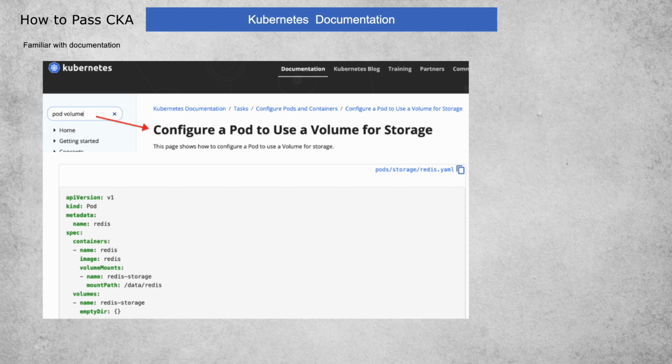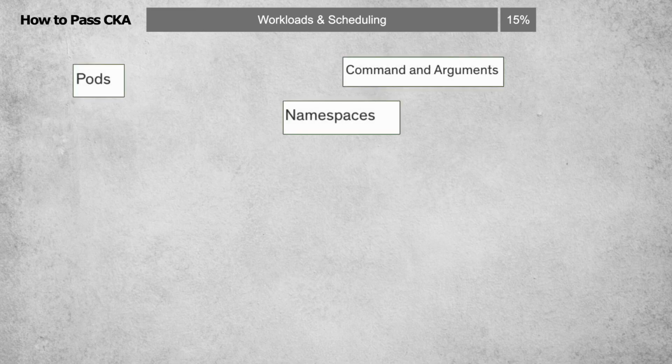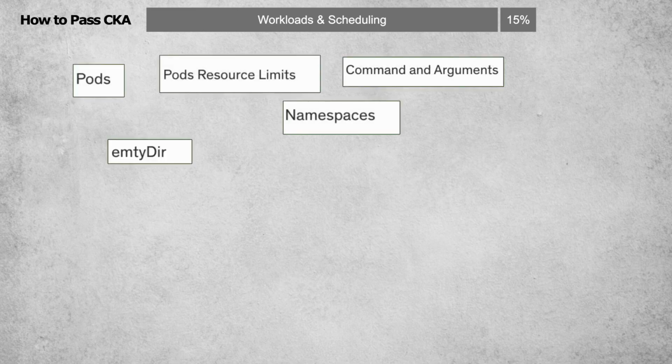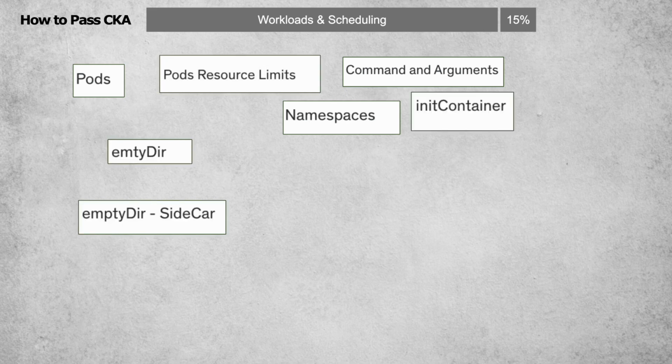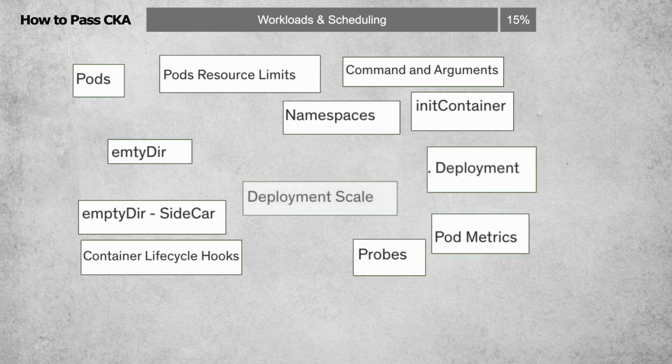When we dive into workloads and scheduling, we should be practically familiar with pods, namespaces, command and arguments, pod resource limits, empty directory with sidecar, as well as sidecar with command and arguments, init containers, probes, container lifecycle hooks, pod metrics, as well as node metrics. Mostly there will be a question on that one, as well as we have to know deployment scale, HPA, that is horizontal pod auto scaling. There may be a question on that one.